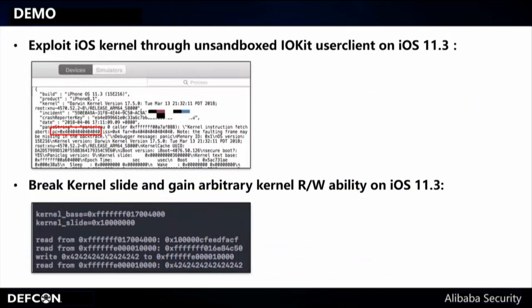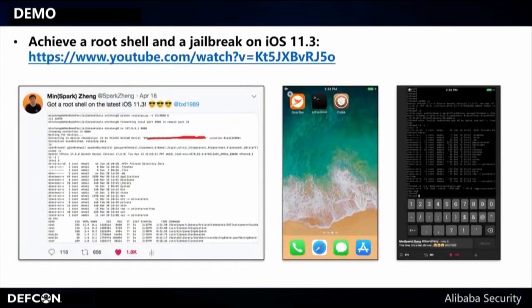By using the bluetoothd vulnerability, we successfully exploit the iOS kernel through an unsandboxed IOKit user client and break kernel slide, and then gain kernel read and write ability on iOS 11. Also, we got a root shell and a jailbreak on iOS 11.